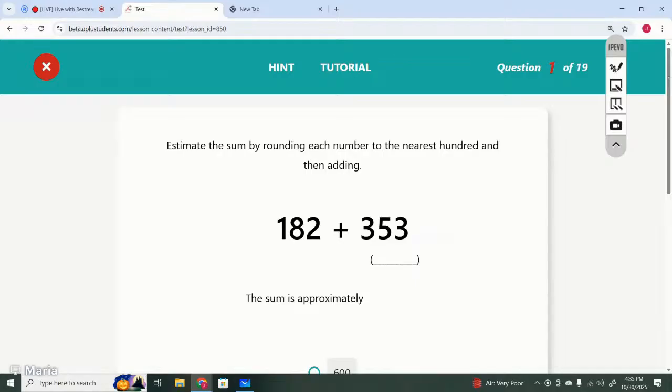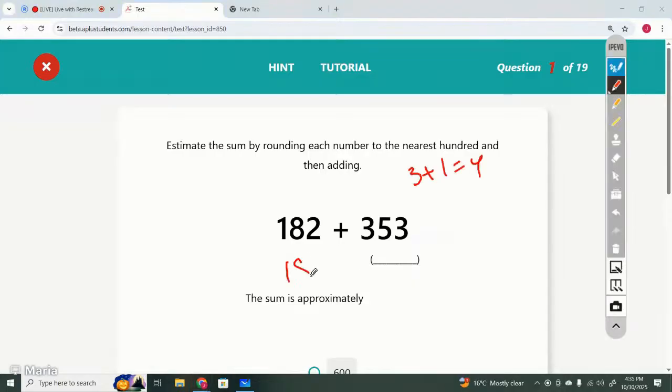182 is rounded to 200, because we need to round to the nearest 100, and 353 is rounded to 400. So that is 600. Option number 1 is the correct option.